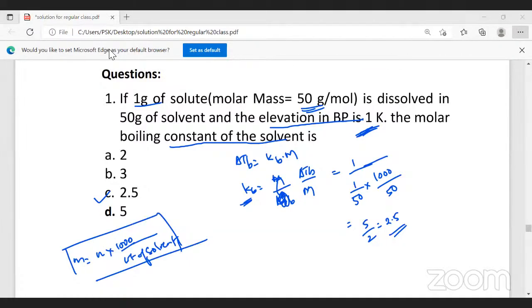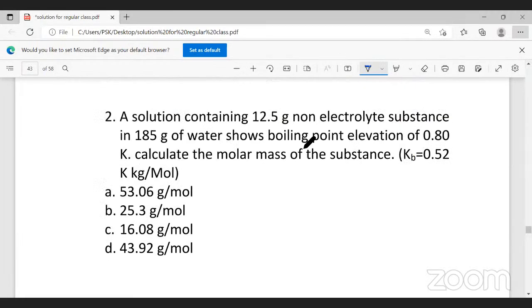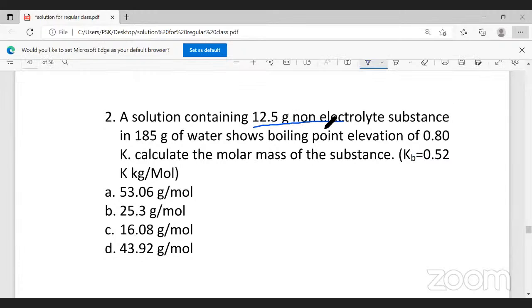All right. The next problem. A solution containing 12.5 grams of non-electrolyte. Non-electrolyte means which does not dissociate nor associate, which will not give ions. Those are called non-electrolyte. So 12.5 grams of non-electrolyte substance in 185 grams of water shows boiling point elevation to be 0.80 Kelvin. Calculate the molecular mass of the substance.